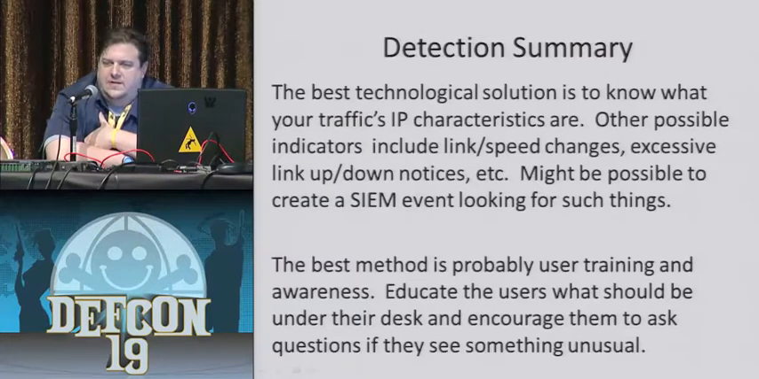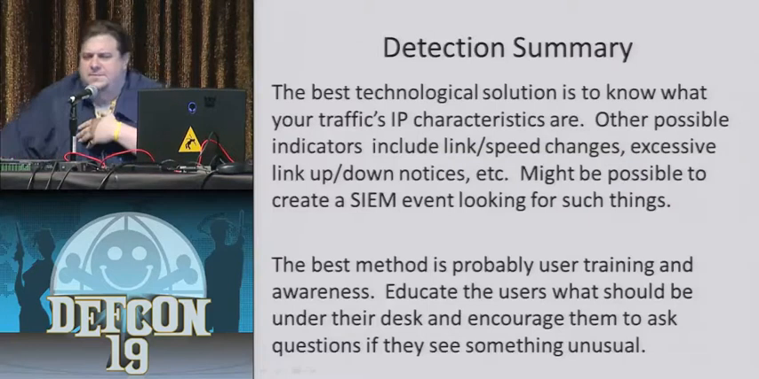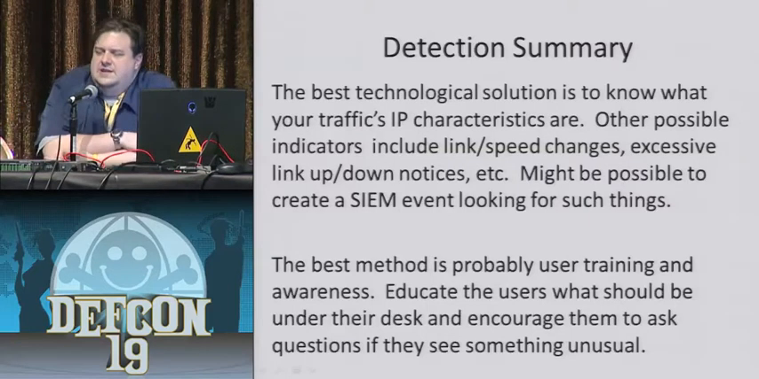So yeah, we don't have any Linux boxes on the wire, so why are we seeing TTLs of 64 leaving our network? Well, yeah, good luck with that. The other possibility would be link speed changes or excessive up-down notices. You might be able to come up with some sort of a SIM event for that, but in all honesty, I don't really see that that's a realistic way to detect this.